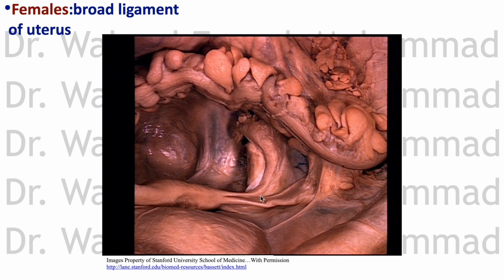As you can see here, all this is the broad ligament. This is the tube of the uterus. This is the round ligament of the uterus. All this is the broad ligament of the uterus, and we will study it in detail, of course, with the female internal sex organs.